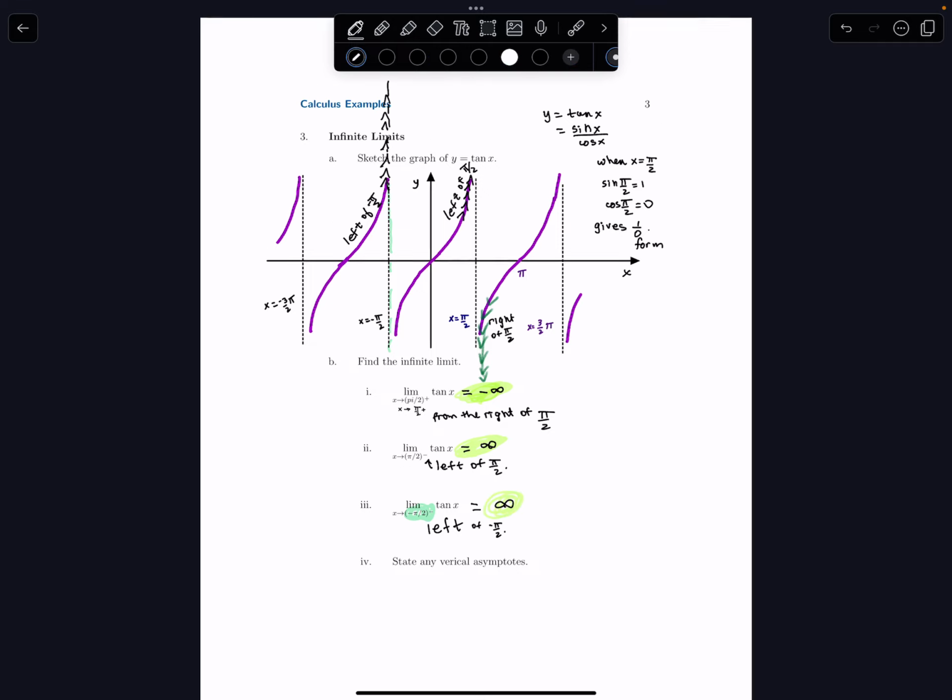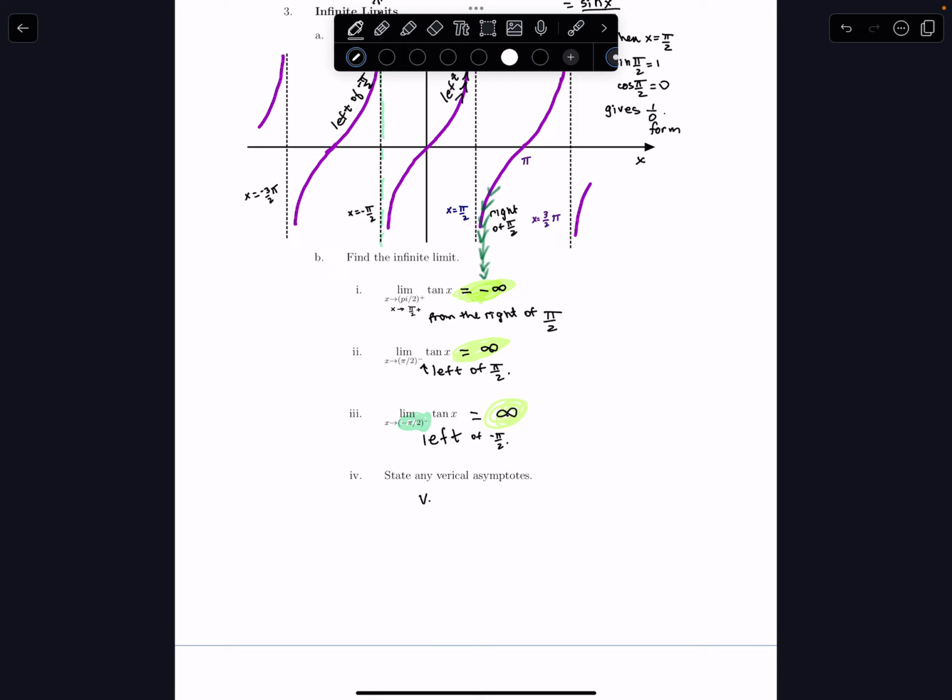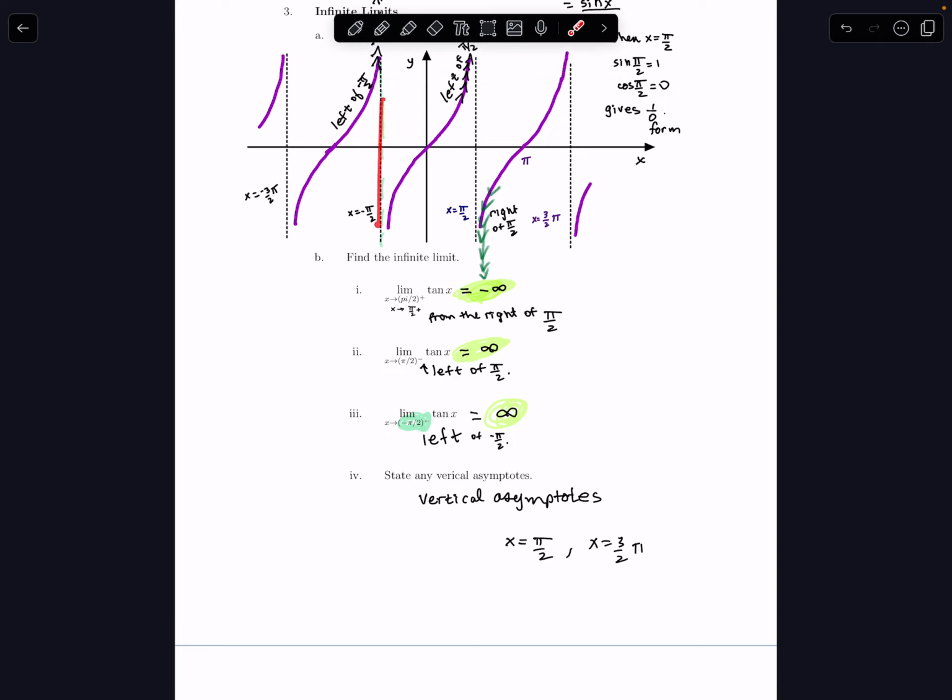Vertical asymptotes are lines, and vertical lines are presented as x equals a number. So there's x equals pi over 2. I see that one right here. I see x equals 3/2 pi. That's over here. And they all go along with infinite limits. Then to the left of the origin, I have x equals negative pi over 2. To the left of that, x equals negative 3/2 pi.